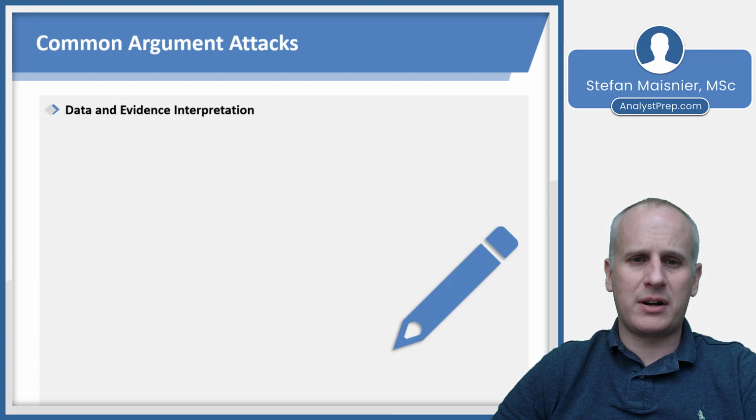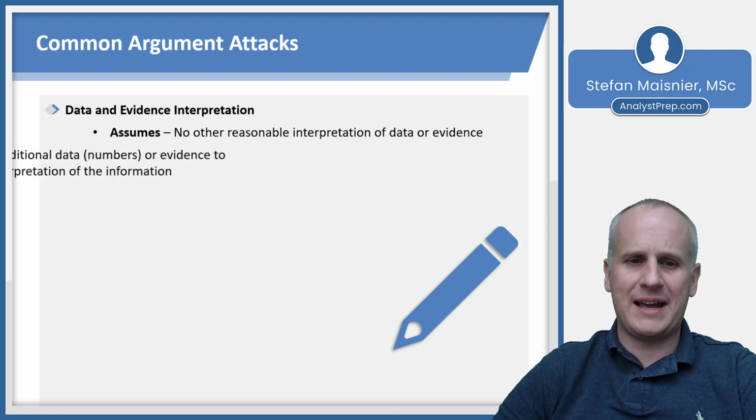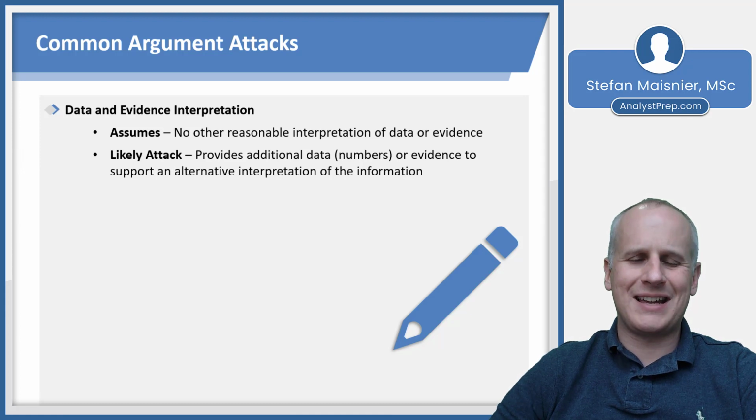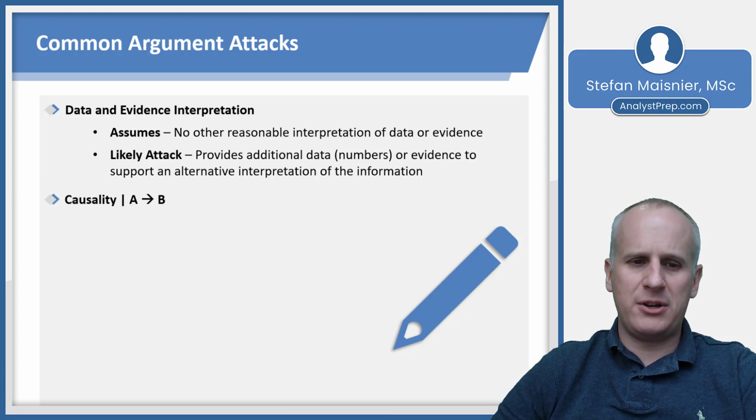So going back to some of our common arguments, we'll continue with data and evidence interpretation. A data and evidence interpretation argument is going to assume that there is no other reasonable interpretation of the data or evidence. And your likely attack is going to provide additional data or numbers or evidence to support an alternative interpretation of the information.